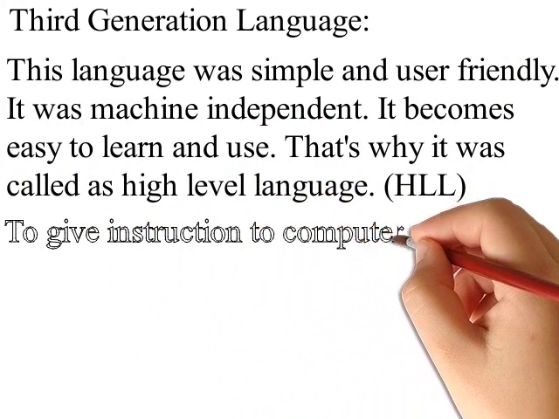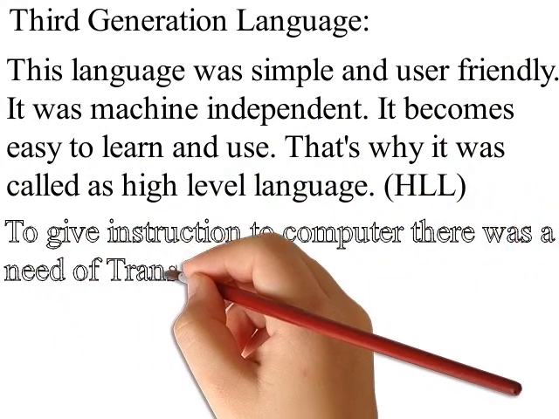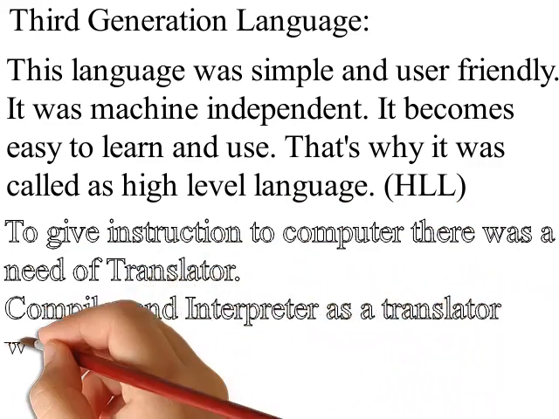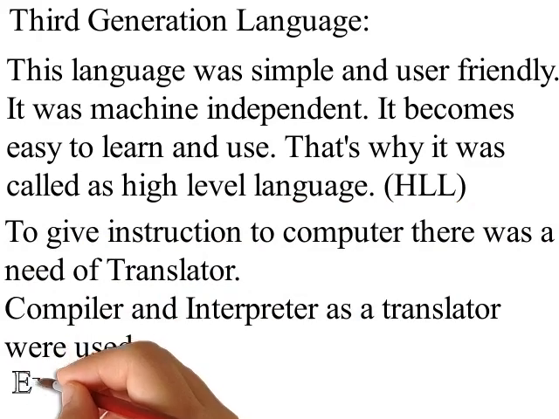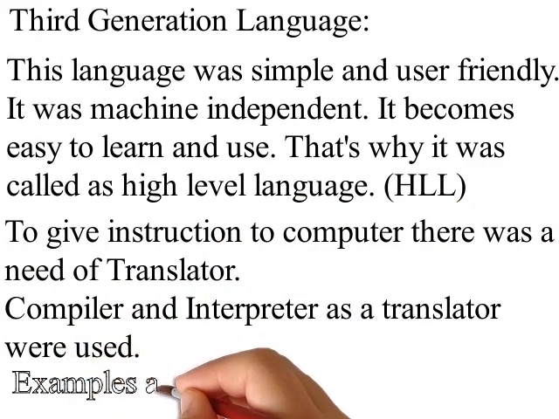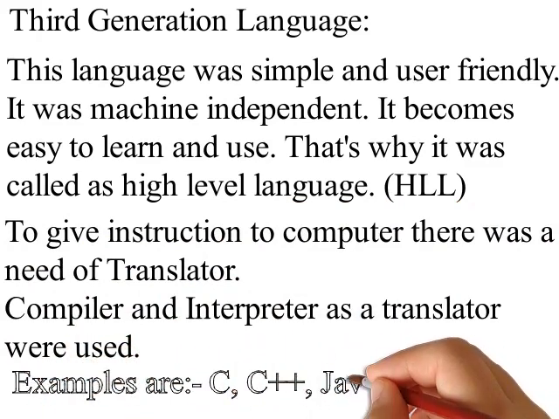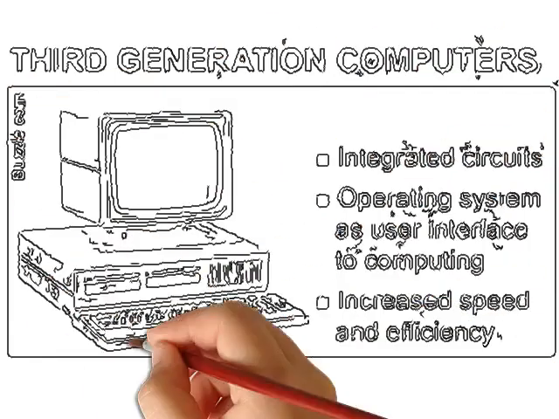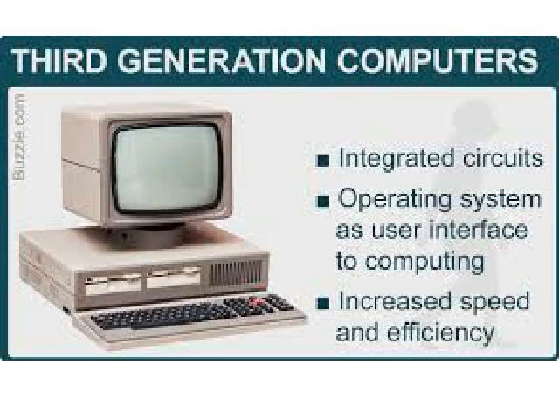To give instructions to the computer, there was a need of a translator; compiler and interpreter were used as the translators. Examples of the languages are C++, C, Java. Third generation computers, you can see integrated circuits were used, and an operating system for the interface.